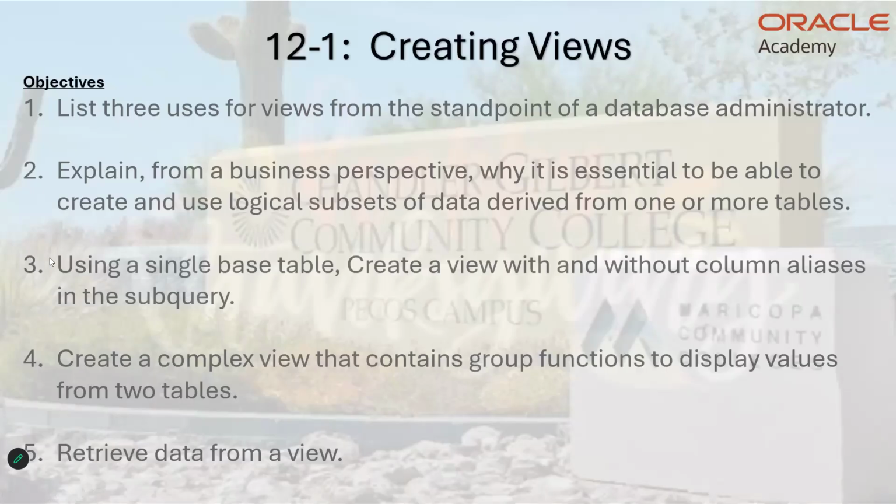All right. List three uses for views from the standpoint of the DBA. Explain from a business perspective why it's essential to be able to create and use logical subsets of data derived from one or more tables, which is basically the whole purpose of a view. Use a single database table, create a view with or without column aliases. In the subquery, create a complex view that contains group functions to display values from two tables and retrieve data from a view. Ooh, very complex.